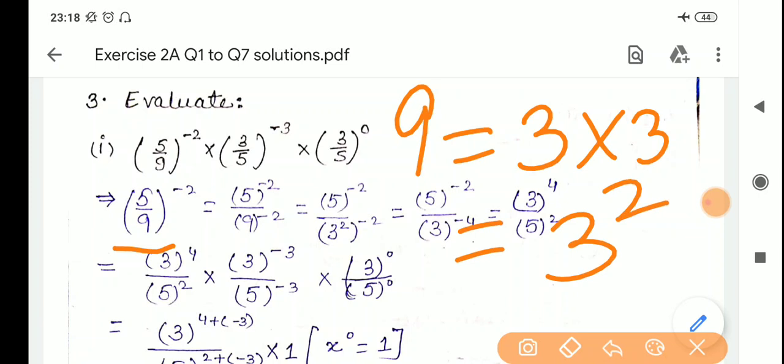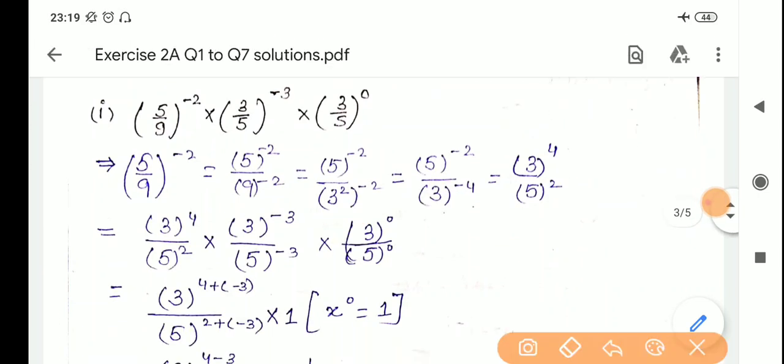So here we have written 5 raised to the power minus 2 and (3 square) raised to the power minus 2. When the powers are like this, outside and inside the bracket, then we multiply the powers. So here we will write 3 raised to the power minus 4. Clear? Now as we can see that the powers are negative, so we will do the reciprocal of the base, that is 3 raised to the power 4 and 5 raised to the power 2.